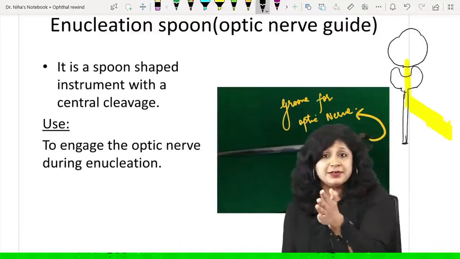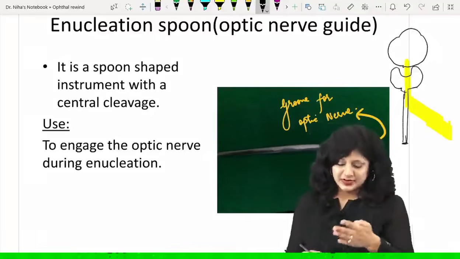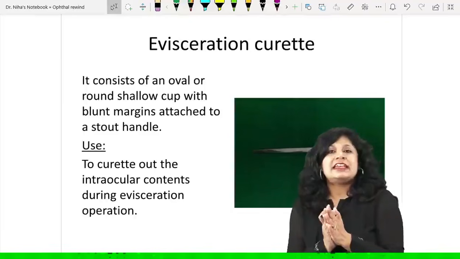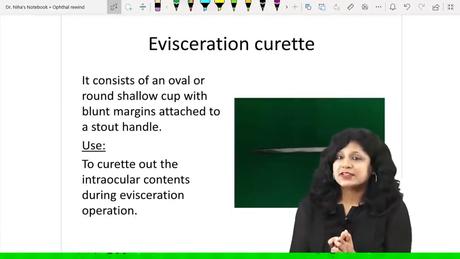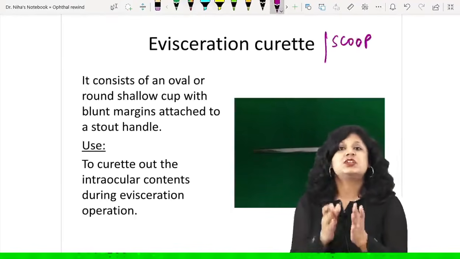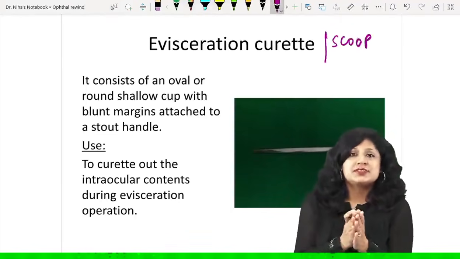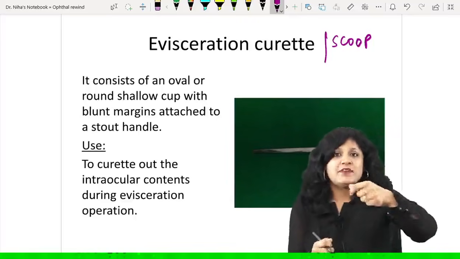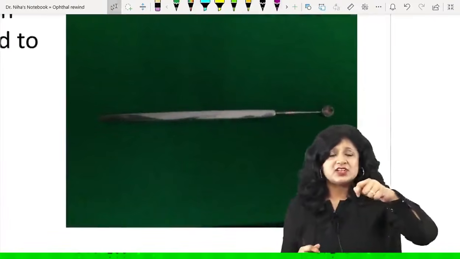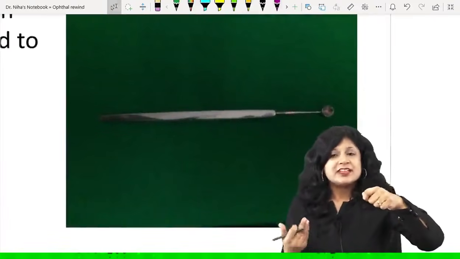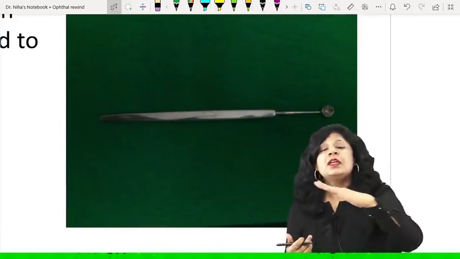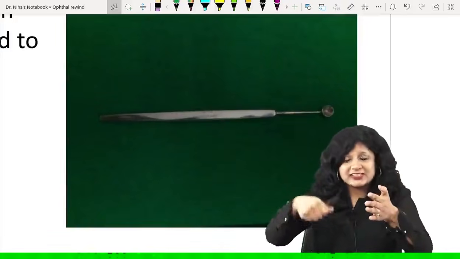Now I'll be telling you about the evisceration and exenteration also. Second is your evisceration. This can be called a curette, or it can also be called a scoop. Evisceration curette or the evisceration scoop. Scoop means like you have ice cream scoops. Can you see here? This is your scoop. You cannot say it to be a spoon. A spoon has a larger covering area. This is a scoop, like we take out the ice cream with the ice cream scoop.